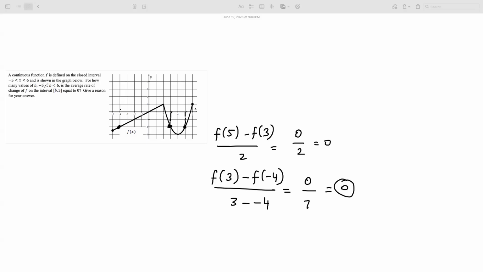So here, they're asking for how many values of b, where minus 5 is less than b is less than 6. Between this domain, they're asking. So b can be minus 4 or 3 or 5 between this interval, where minus 5 is not included and 5 is included, right? So I can pick minus 4, 3, 5. At all these points, the average rate of change is 0 because all the y values are the same. Can I move on?